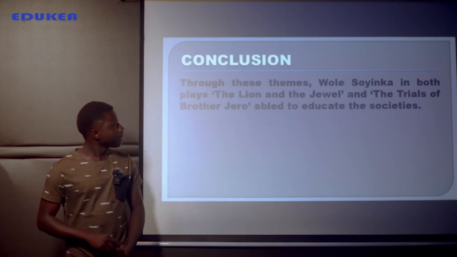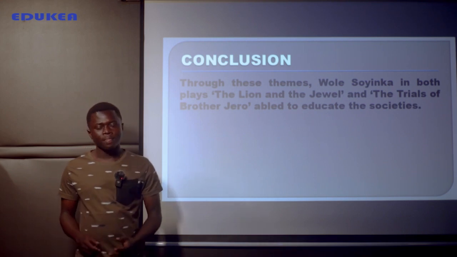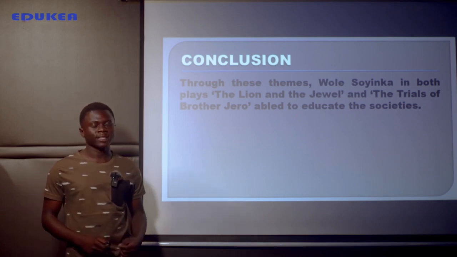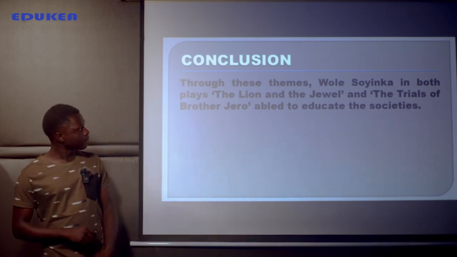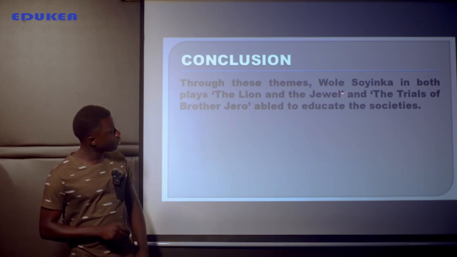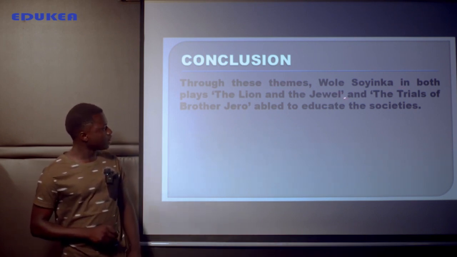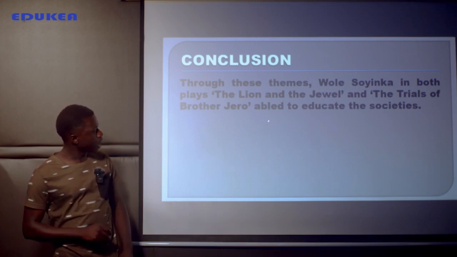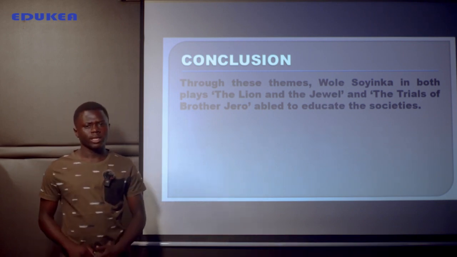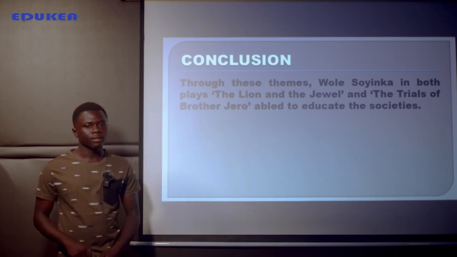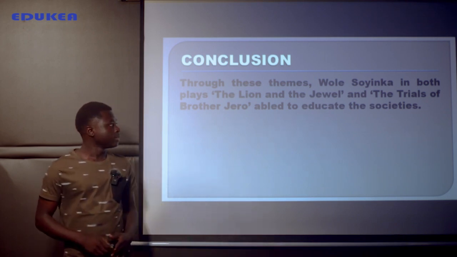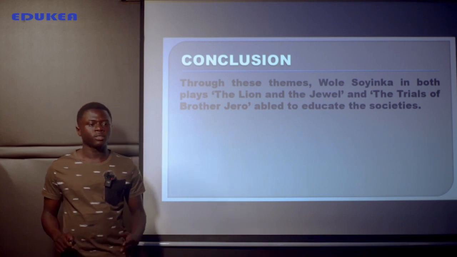And the last part of our question is the conclusion. And here, a student can provide any relevant conclusion depending on what we have discussed previously. And here is an example of a conclusion. One can conclude that it is through these themes that Wole Soyinka, in both The Lion and the Jewel and The Trials of Brother Jero, is able to educate the society. So this is an example of a conclusion that a student may provide to conclude this question. But a student can provide any other relevant conclusion depending on what we have discussed previously about our question.